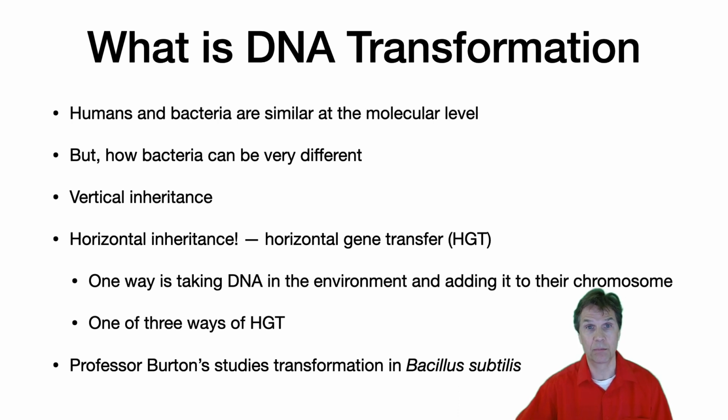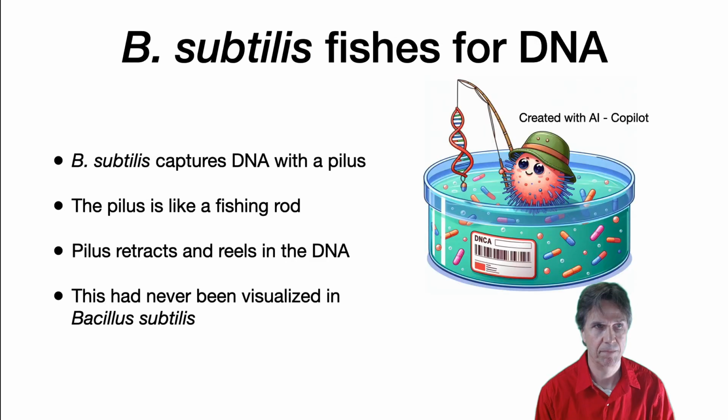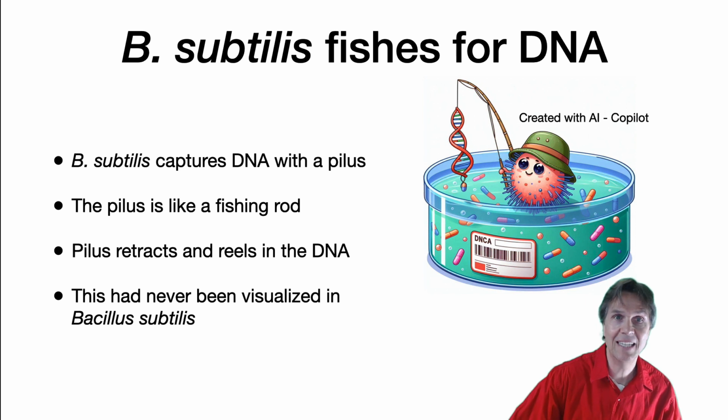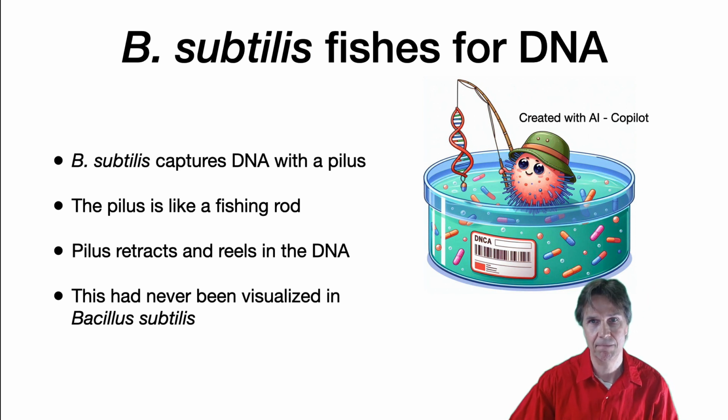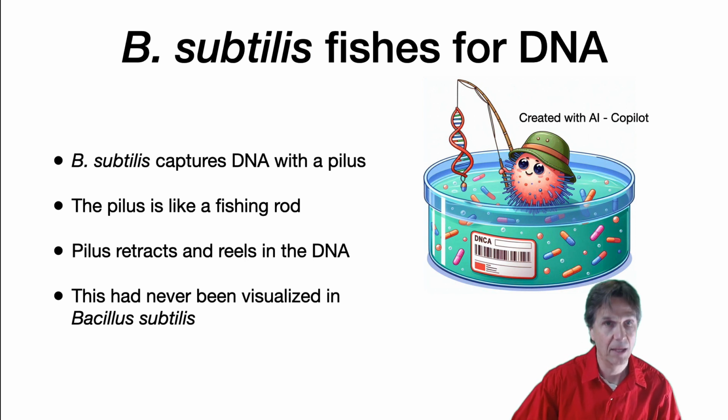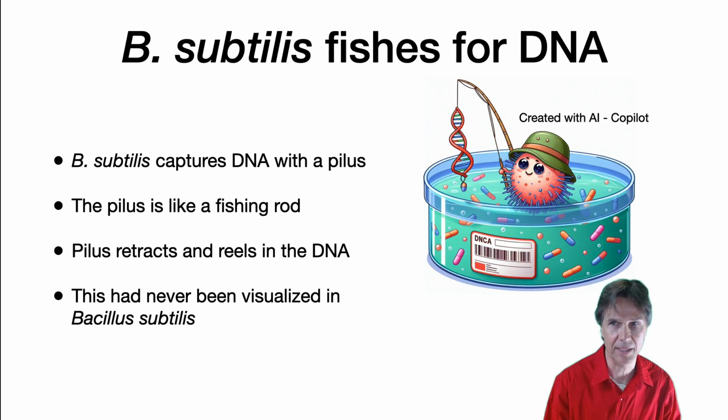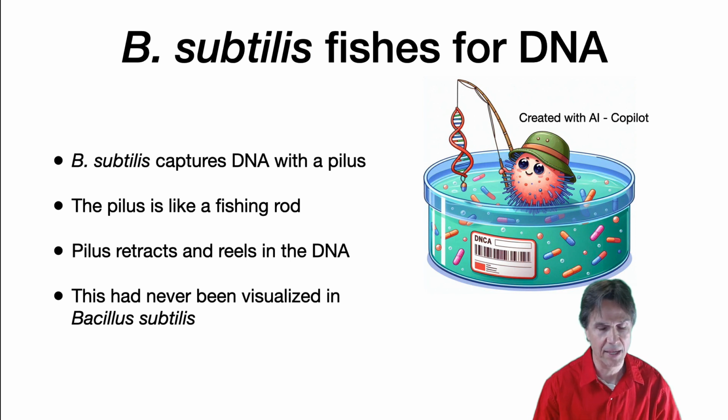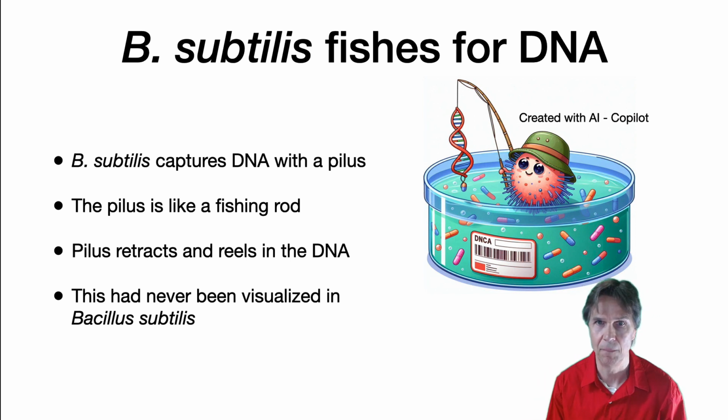One area that Professor Burton's lab works on is understanding the mechanism of transformation in a bacterium called Bacillus subtilis. Transformation is one of three modes of horizontal gene transfer in bacteria. So let's talk a little bit more about how it works. In transformation in B. subtilis, DNA is captured in the environment by a pilus. A pilus is a proteinaceous fishing rod the cell throws out into the environment. Once captured, the pilus retracts and brings the DNA to a transport complex that pulls the DNA across the membrane, eventually incorporating it into the chromosome.